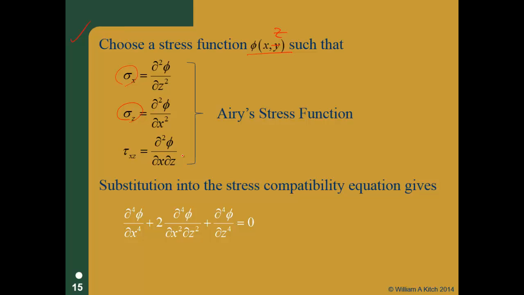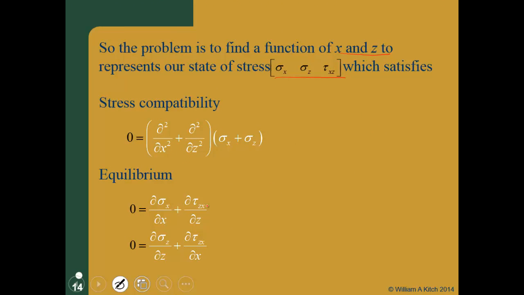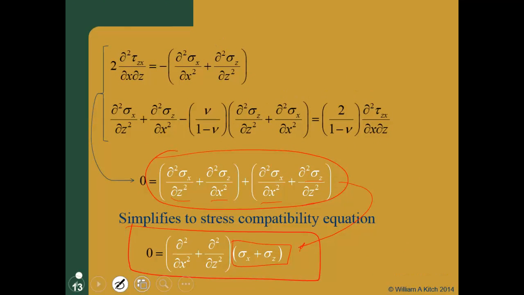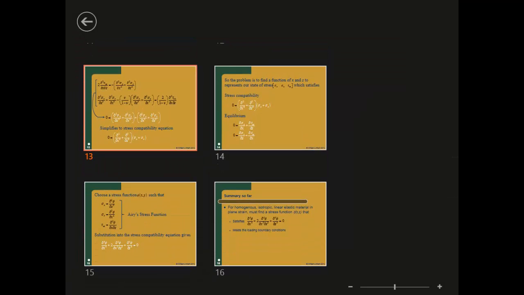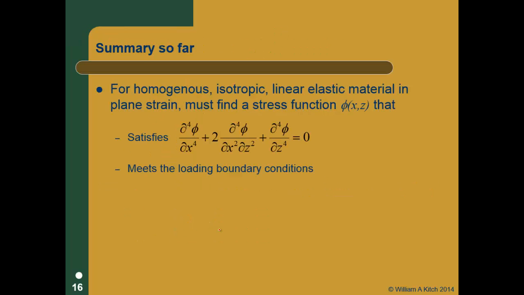So if I substitute this into the compatibility equation, remember my compatibility equation was, oops, it was back here. Right, the stress compatibility equation. If I substitute that in there and do those differentiations, I'm going to get that the fourth partial of phi with respect to x to the fourth, plus two times the fourth partial of phi with respect to x squared z squared, plus the fourth partial of phi with respect to z to the fourth, is equal to zero. And you ask, why should I care?